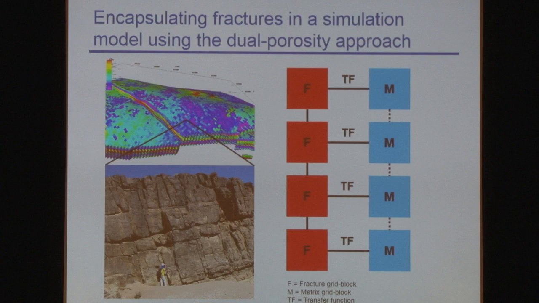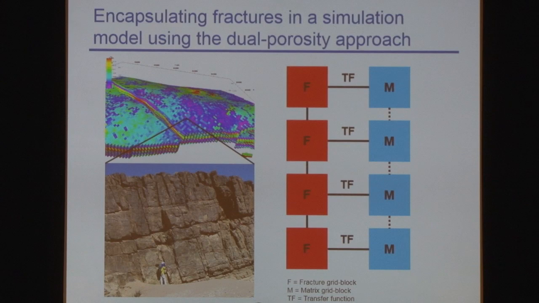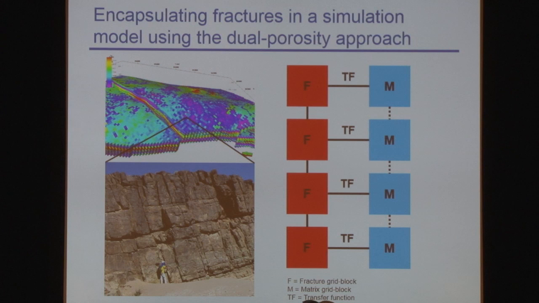So for our reservoir simulation model, we have our individual grid blocks up here. Then we have fractures that are at the scale well below grid block. So grid block maybe 100 by 100 meters, several meters high. Here's your geologist for scale. So this is perhaps two grid blocks high, but a fraction of a grid block in length.